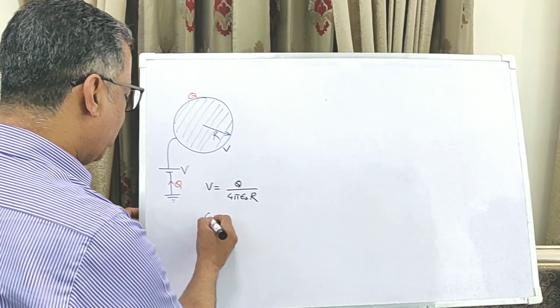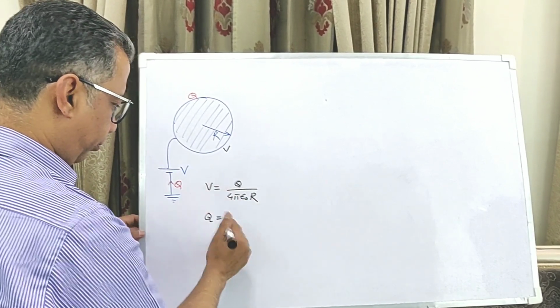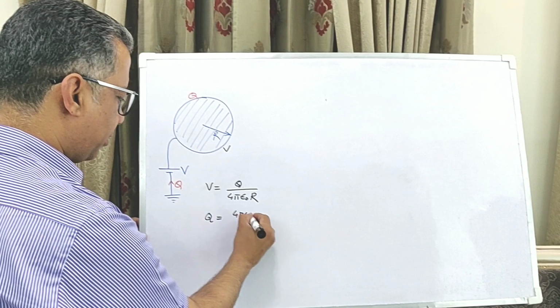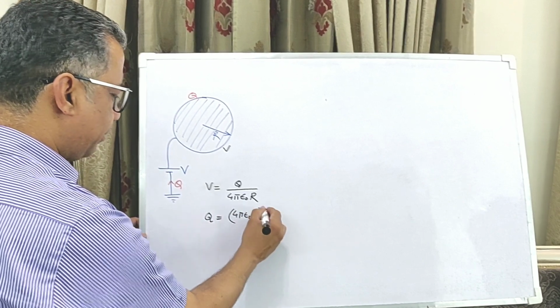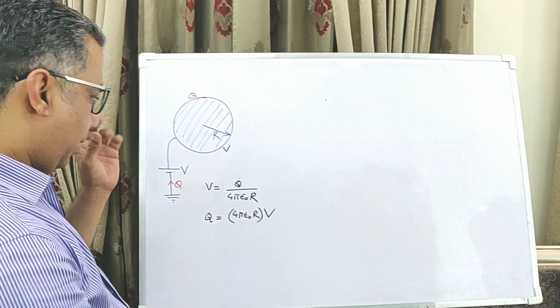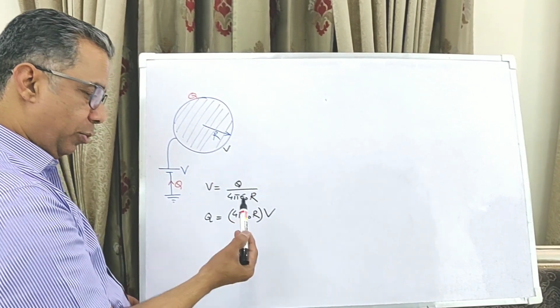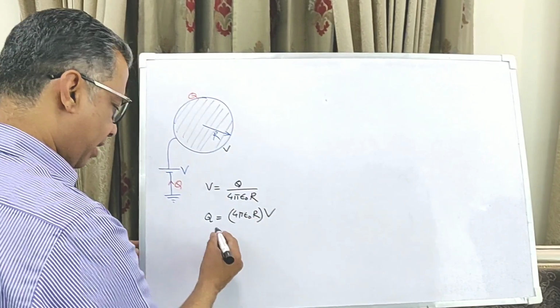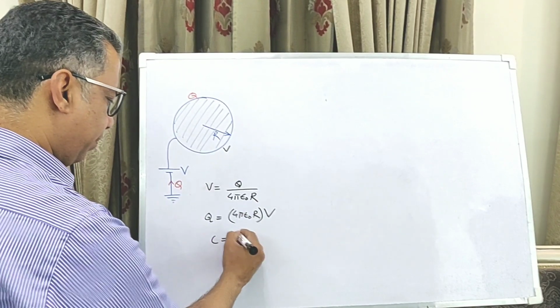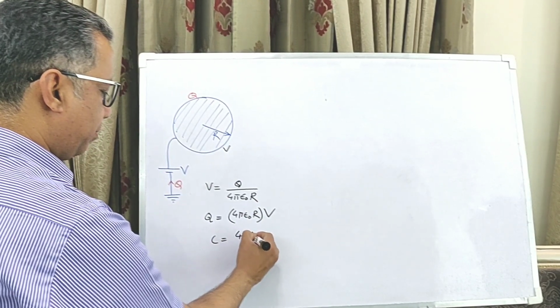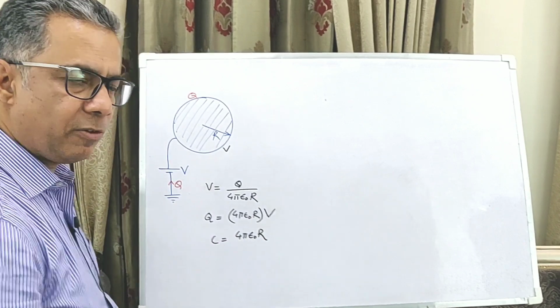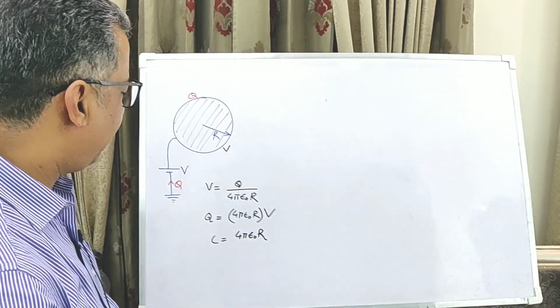Q therefore equals 4 pi epsilon naught R times V. Reminds you of the relation Q equals CV, and therefore C, the capacitance here, is 4 pi epsilon naught R for this spherical capacitor.